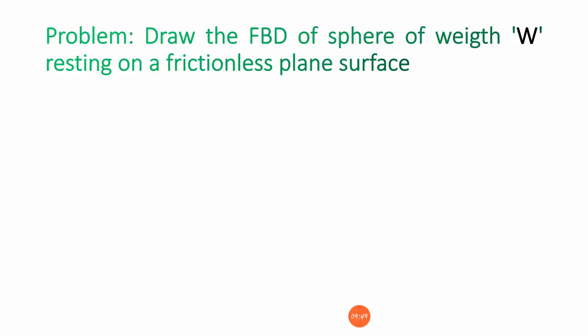For the one problem: draw the diagram of a sphere of weight W resting on a frictionless plane surface. So we need to draw the free body diagram, and he has taken one sphere resting on the frictionless plane. So this is going to be your frictionless plane, and the sphere is going to be acted upon over here. So then we need to draw the free body diagram.